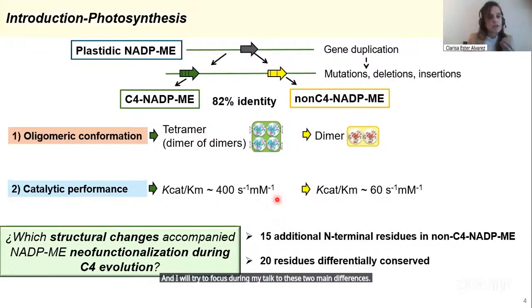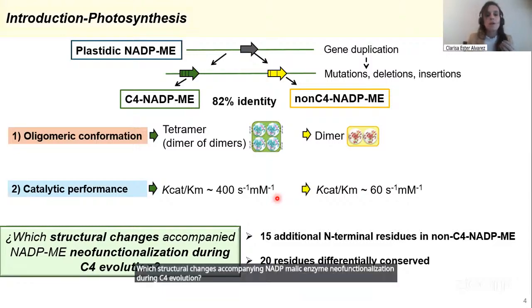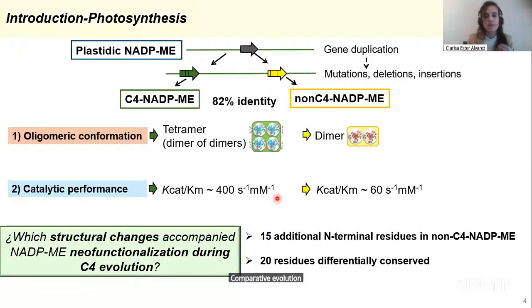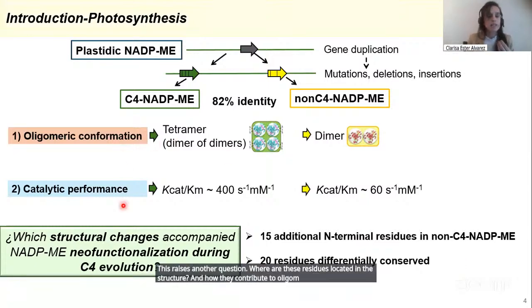Which structural changes accompany NADP-malic enzyme neofunctionalization during C4 evolution? Comparative evolutionary analysis identified two main sequence signatures: 15 additional N-terminal residues found in the non-C4 isoform, and 20 different residues conserved in each isoform. This raises another question: where are these residues located in the structure, and how do they contribute to oligomerization and catalytic performance?